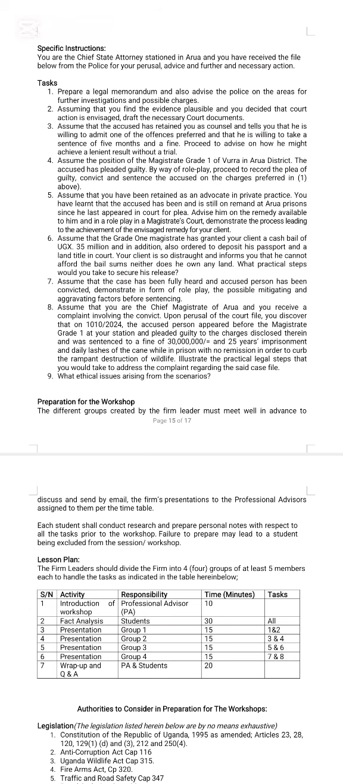Then, assuming the position of the magistrate grade 1 of Vora in Arua district, the accused has pleaded guilty by way of role play. Proceed to record the plea of guilty, convict and sentence the accused on the charges preferred in one above. So basically, once the accused person is arraigned in court, you take him or her through the process of plea taking, which we looked at in Adan versus Allah. It's still the same process.